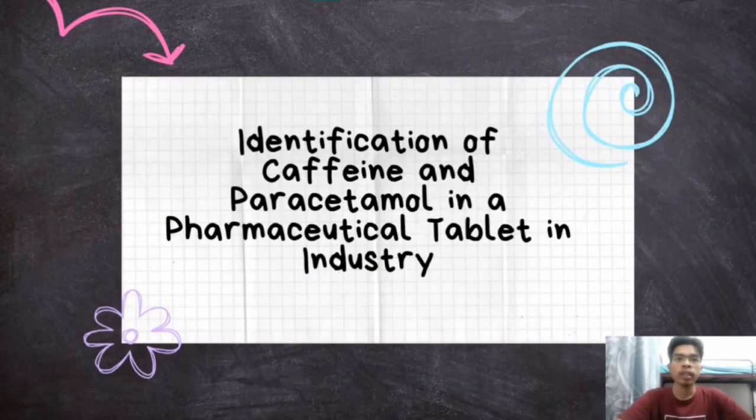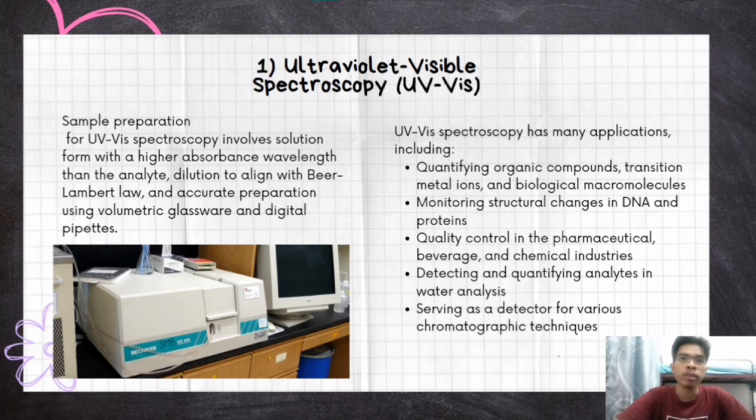For identification of caffeine and paracetamol in a pharmaceutical tablet in industry, we use ultraviolet visible spectroscopy (UV-Vis). Sample preparation for UV-Vis spectroscopy involves a solvent with a higher absorbance wavelength than the analyte, dilution to align with the Beer-Lambert law, and accurate preparation using volumetric glassware and digital pipettes.